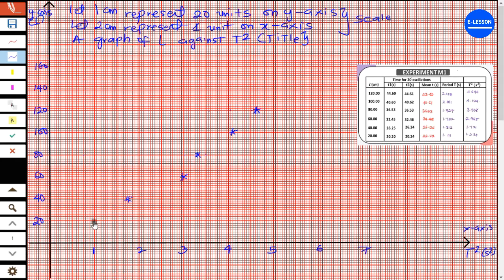1.2. This is 20, and then you have 1.2. 1.2 should be somewhere here, okay? So I take this point as my 1.2. Now at this point in time, what do you do? You now rule a straight line, a line that will pass through at least 3 of the points or 4 of the points.